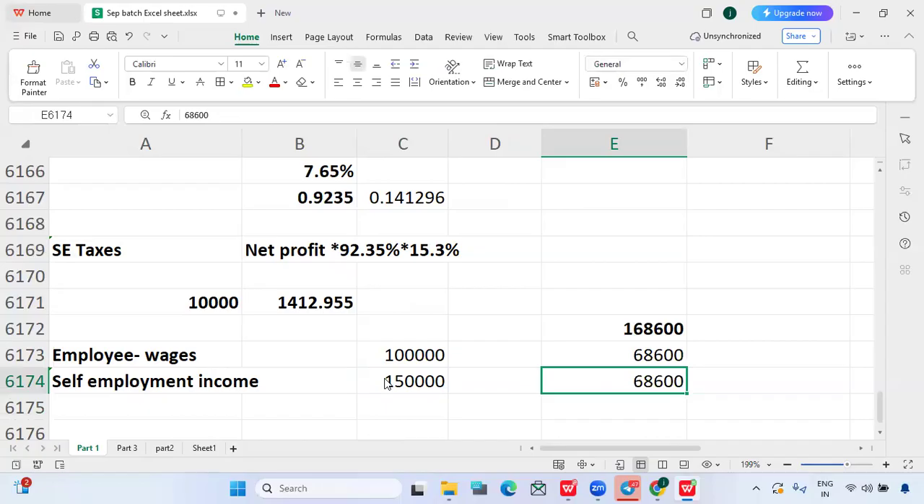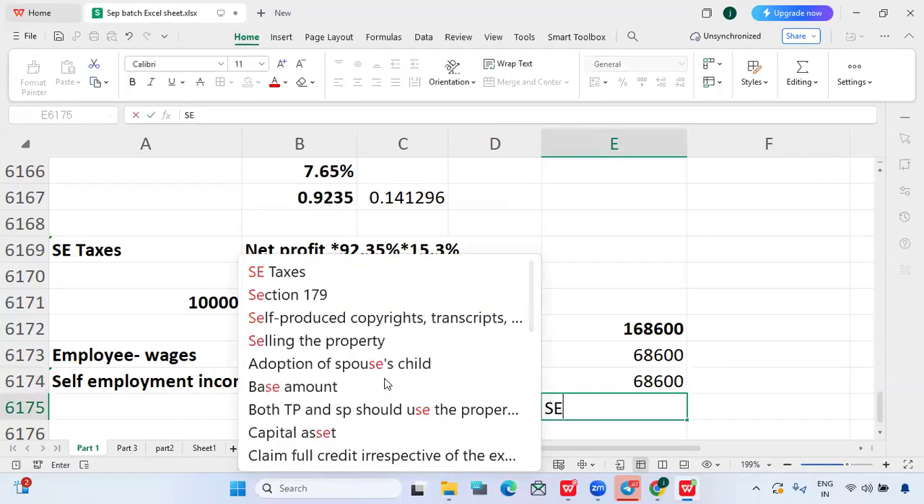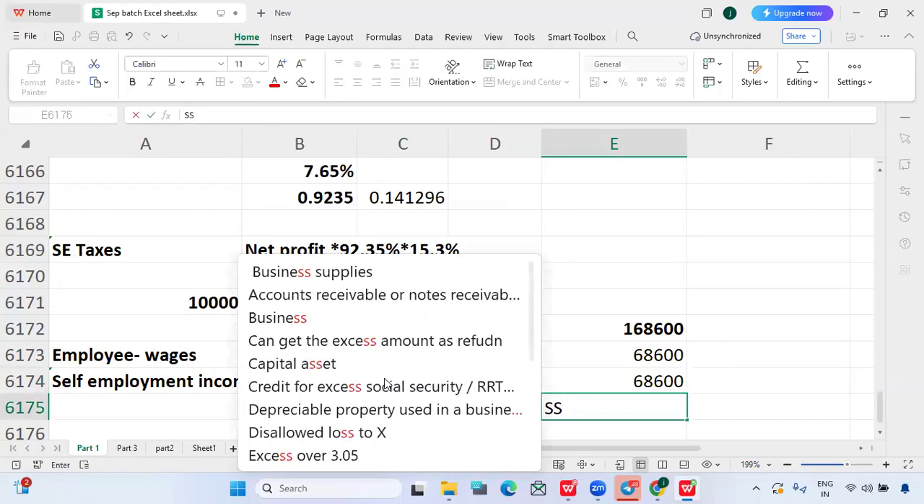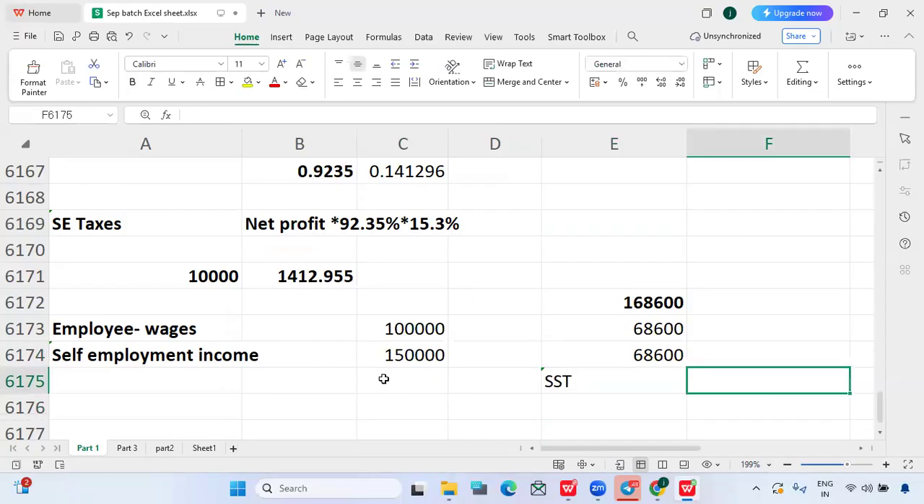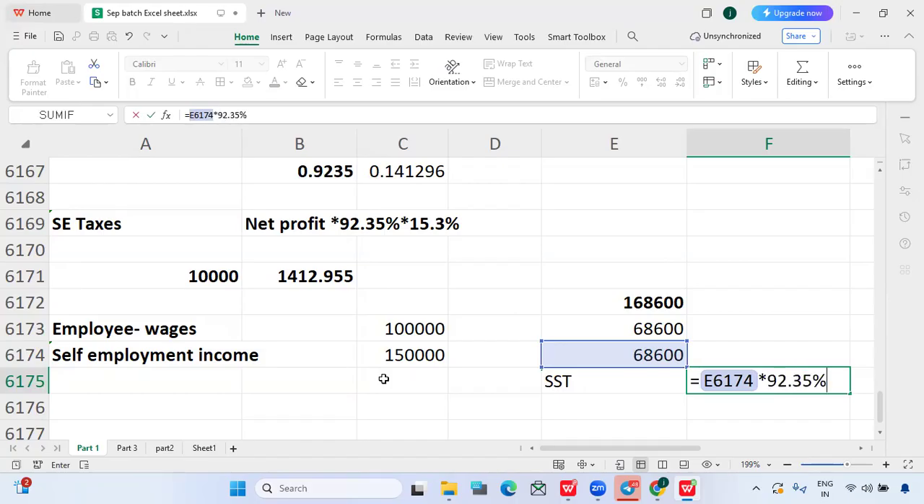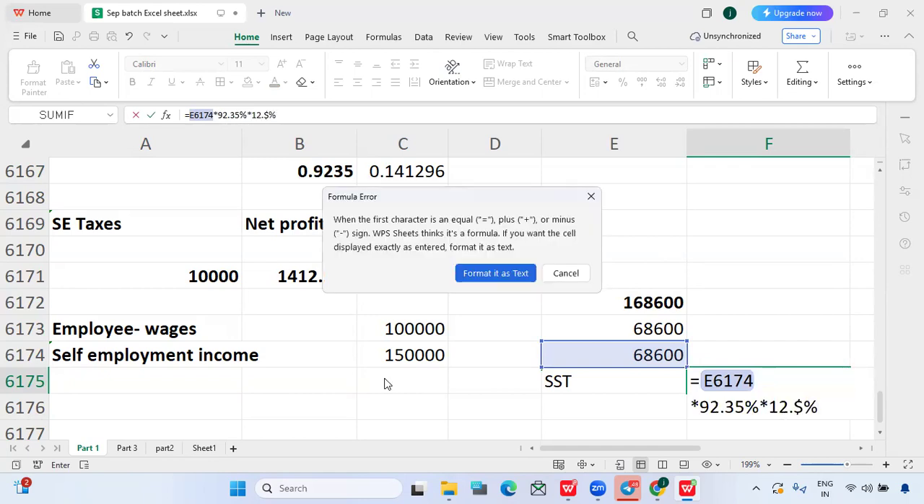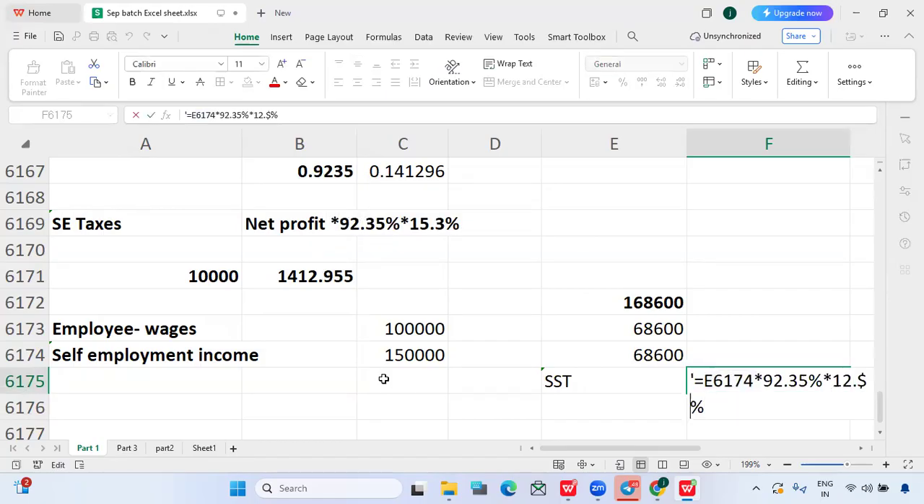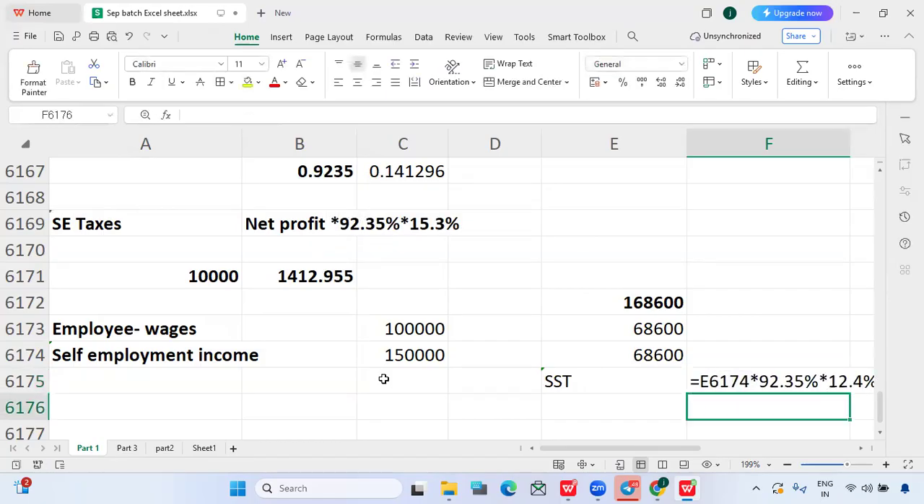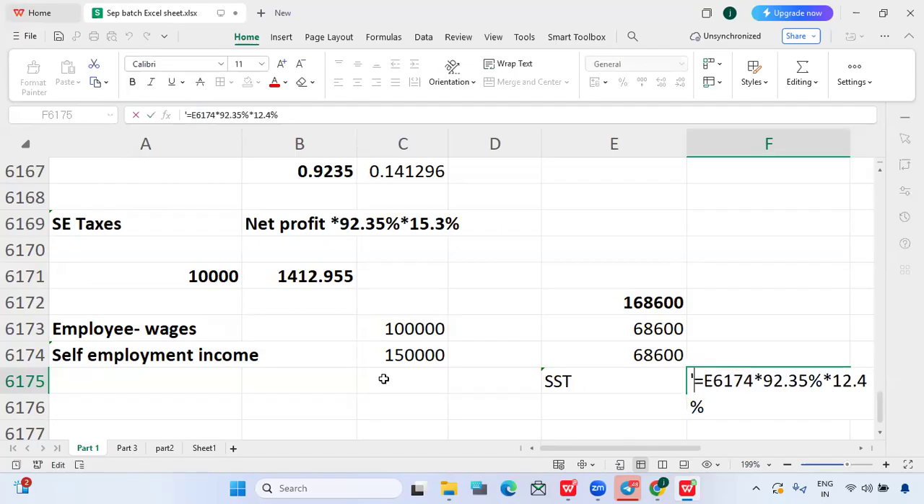So on 68,600 we will apply FICA taxes, SE taxes, Social Security taxes, which is how much percentage, guys? 68,600 into how much percentage will we apply? 12.4. Before that, 92.35 percent. Yes, okay. Into 12.4 percentage here, because he's the employer and he's the employee, so we will apply 12.4 percentage. So in this way we have to calculate.